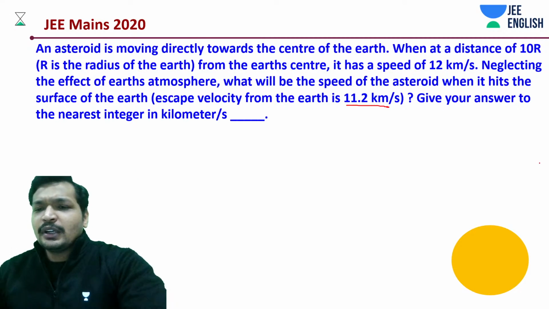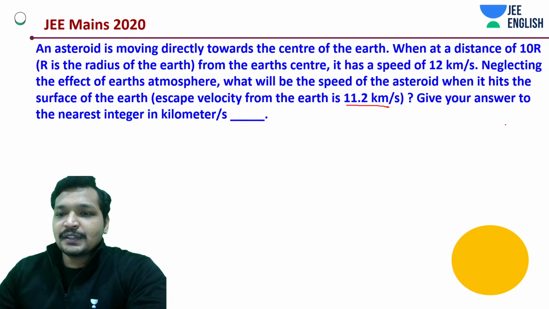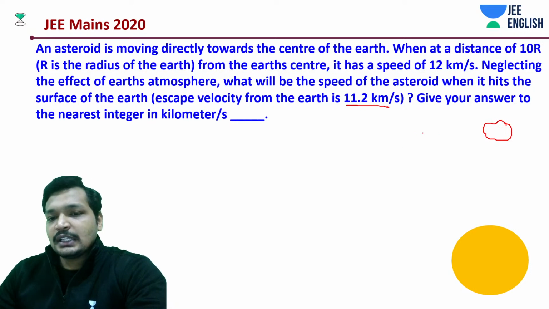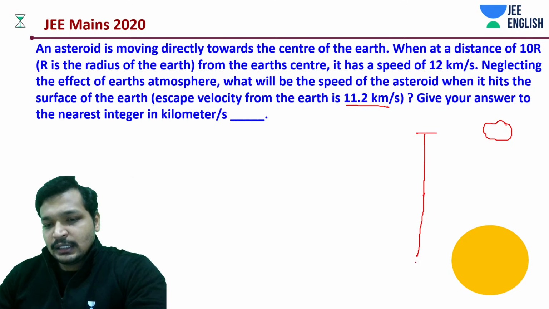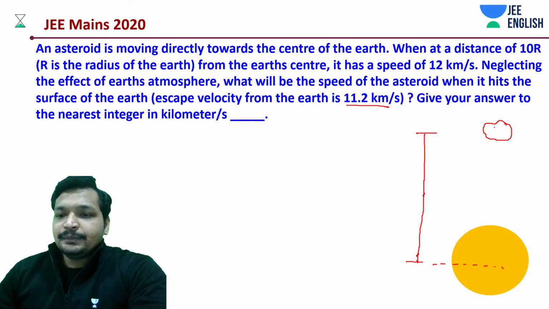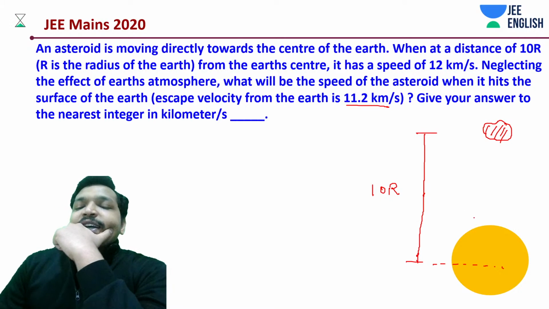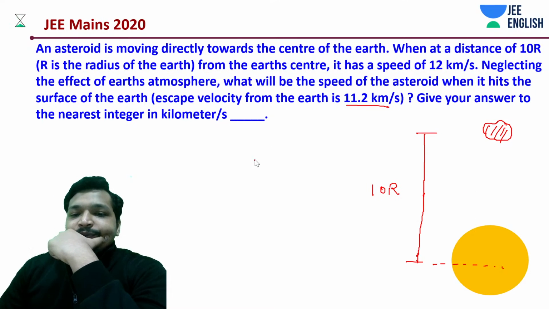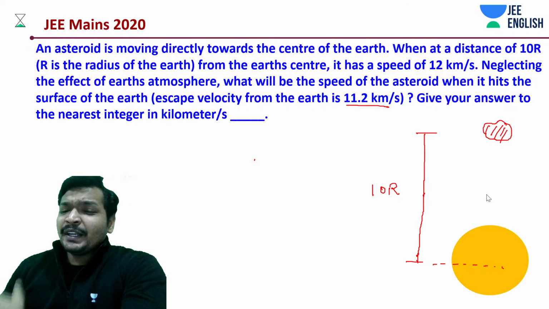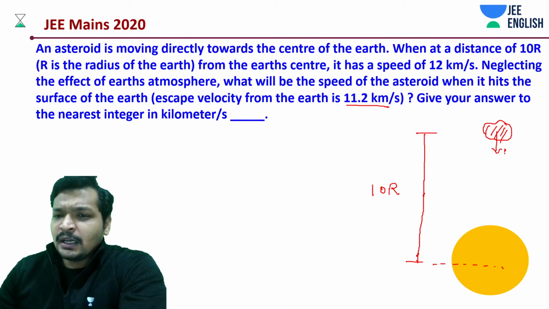Okay, what is this question all about? As you understood, it's about conservation of energy. So what do you have? You have an asteroid, and that asteroid is at a distance of 10 r from the center of Earth. This asteroid is going to come over here finally, right? And it has a speed of 12 kilometers per hour.